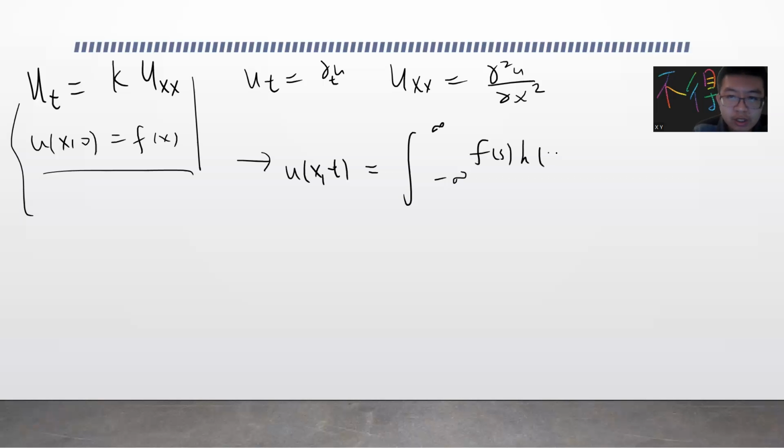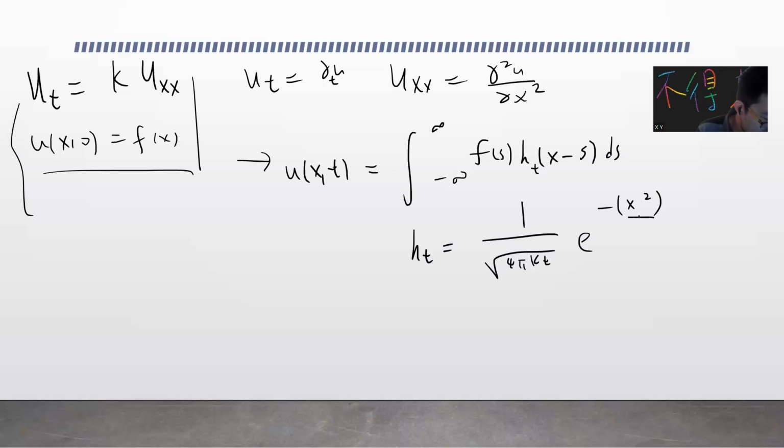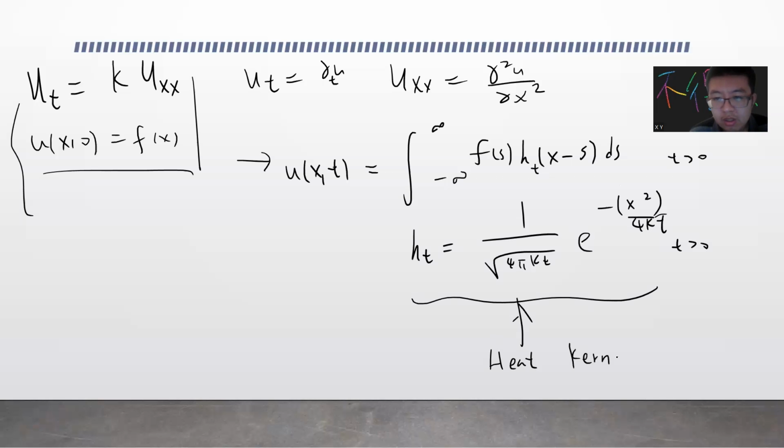u(x,t) is the integral of f(s) h_t(x minus s) ds, and this h_t is the so-called Heat kernel. It is 1 over the square root of 4 pi kt, times exponential of minus x squared divided by 4kt. By the way, t is greater than 0. So this is called the Heat kernel. If you know some basic engineering mathematics, this is a convolution.